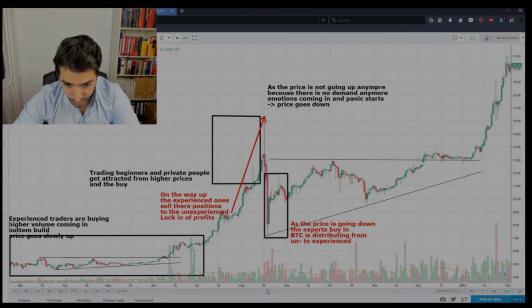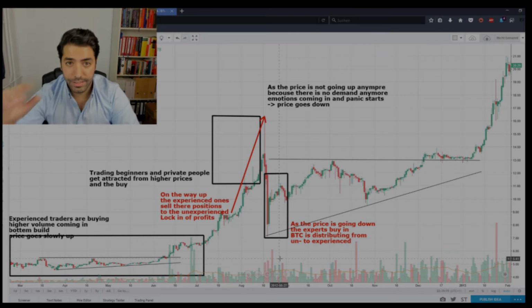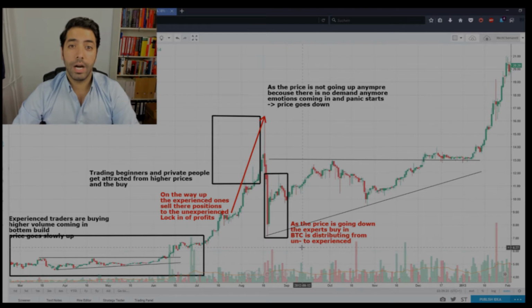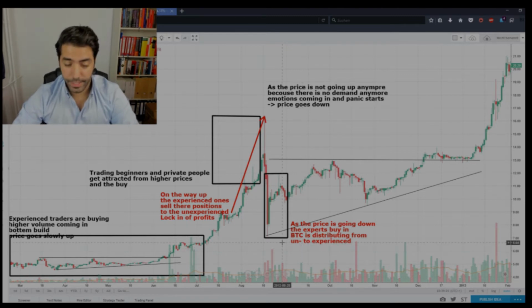So what happened then? In this area, you see high volume coming in again, higher volume than here. So the money is distributing from the inexperienced to the experienced. I wrote it down here. As the price is going down, the experts buy in. BTC is distributing from inexperienced to experienced. Yeah, this is sad for the inexperienced because they lost up to 57%.